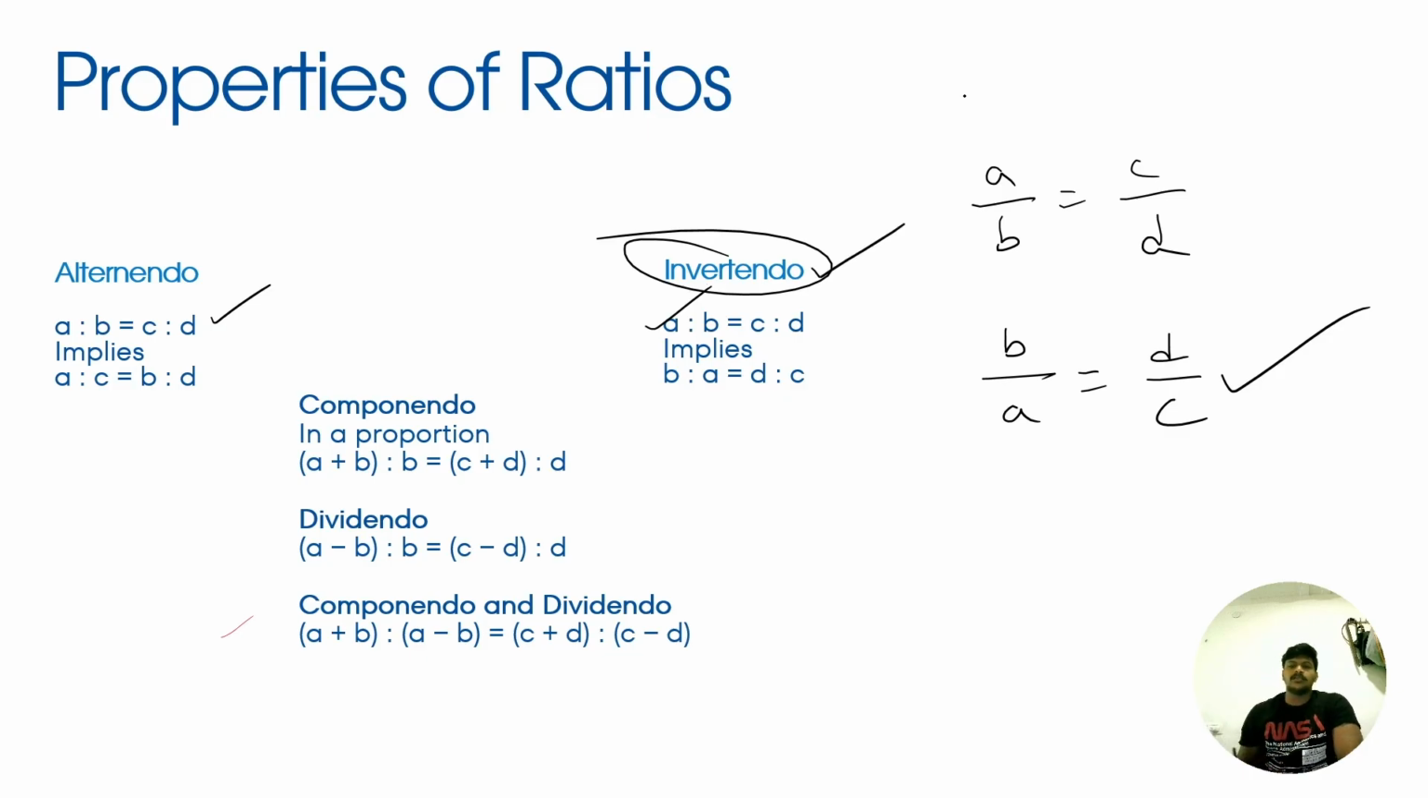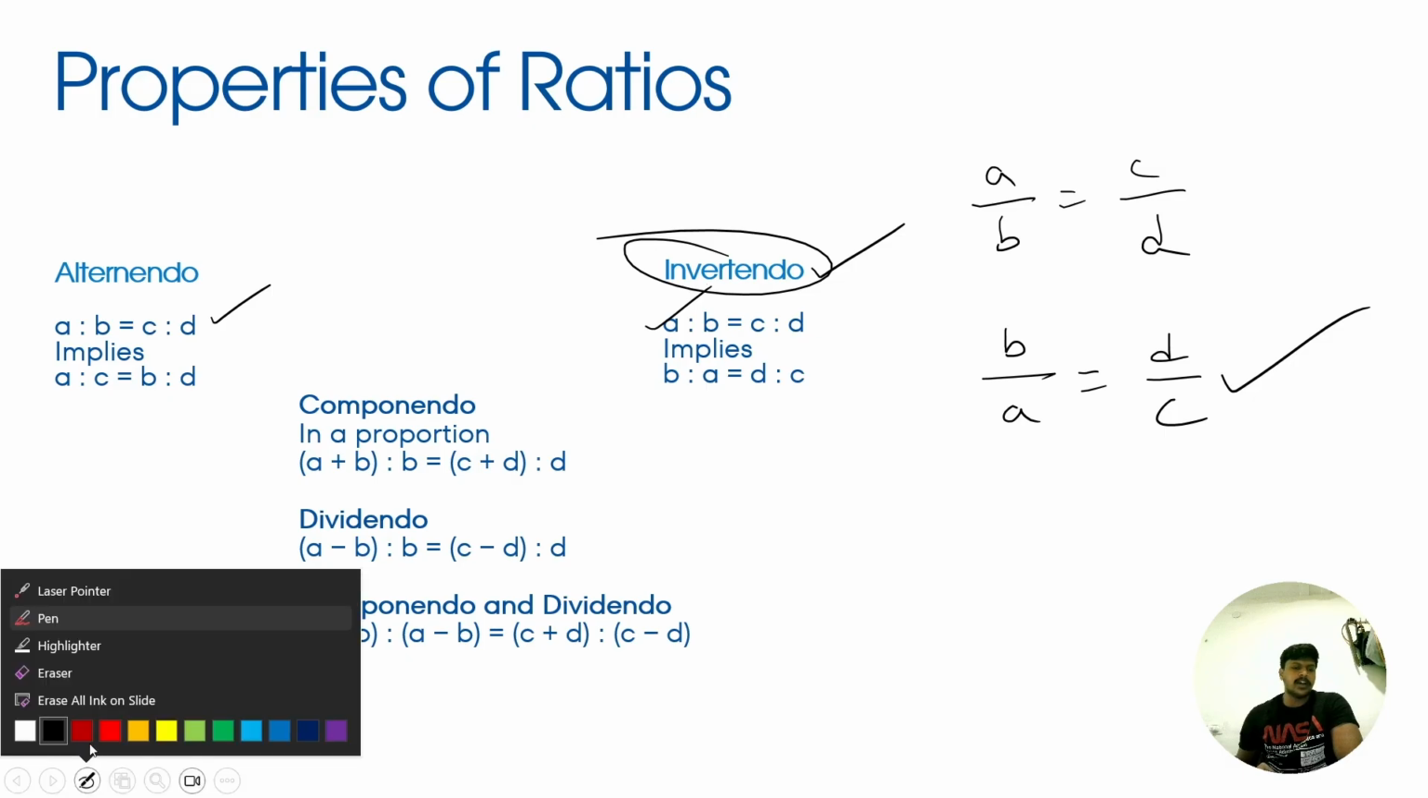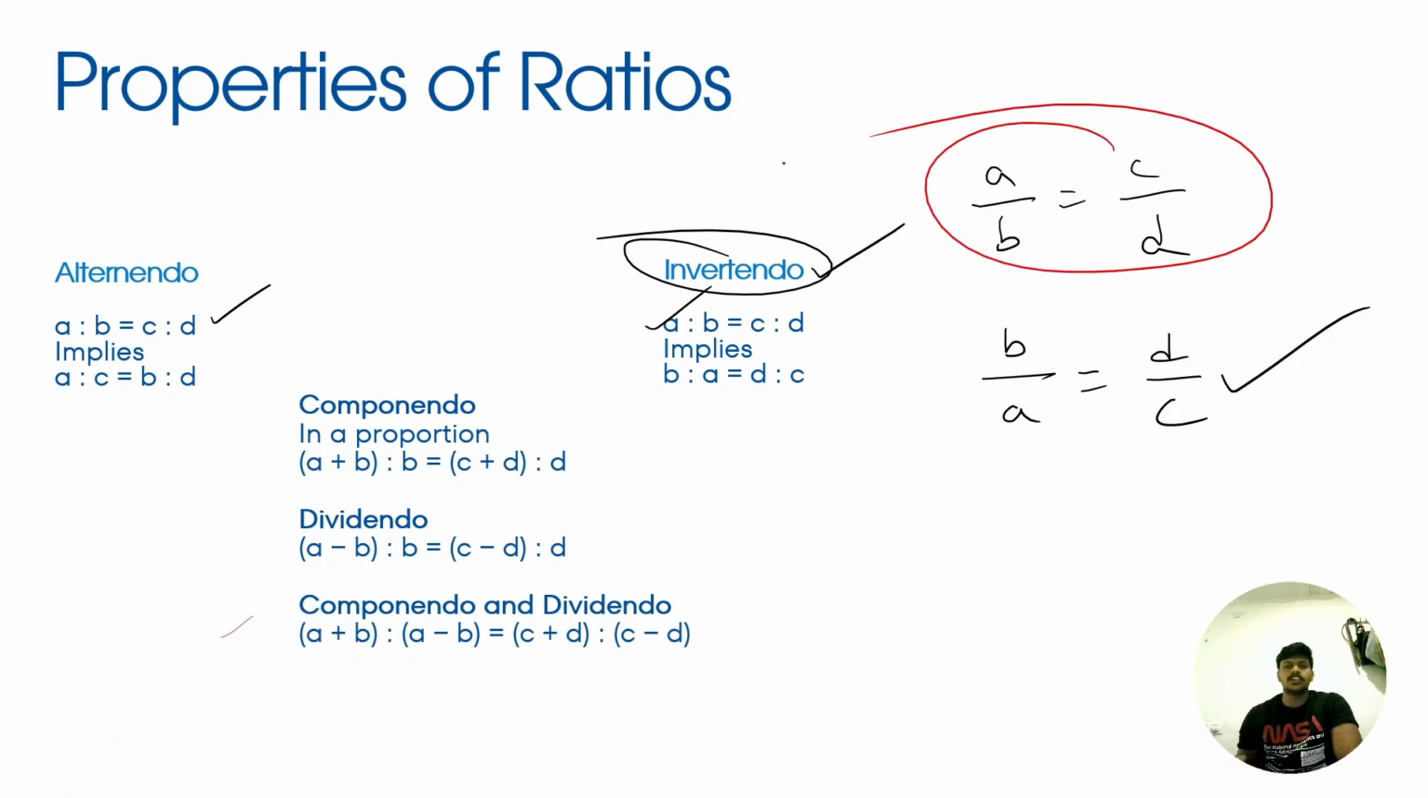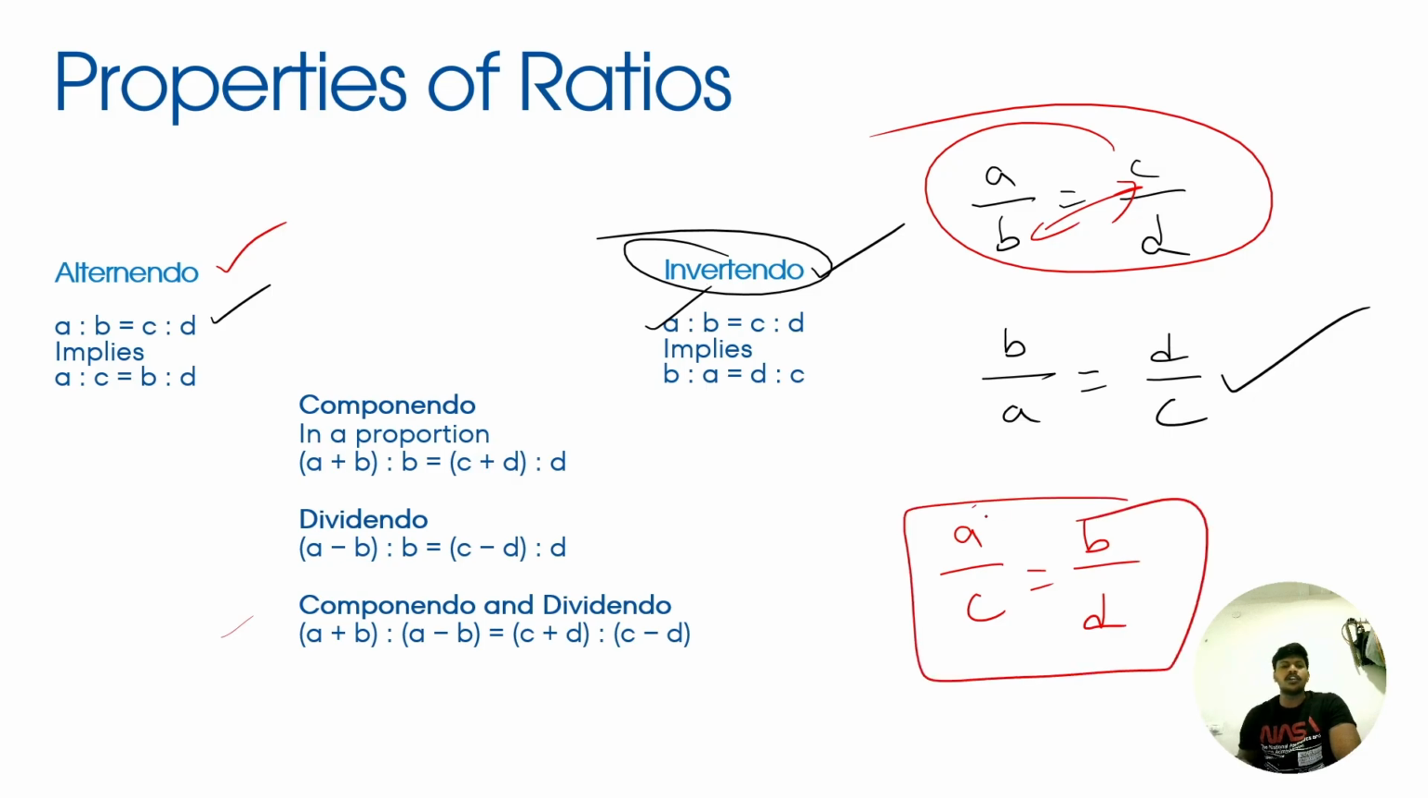Then again, take the same ratio. A by B equals C by D. Then alternendo means cross them. A by C is equal to B by D. This is called altered property.